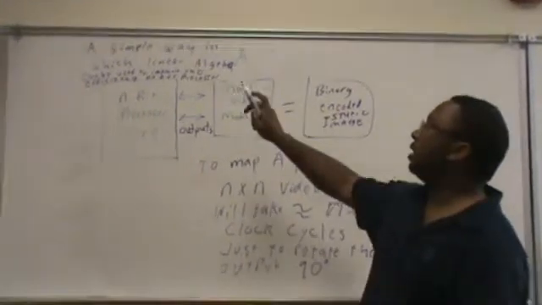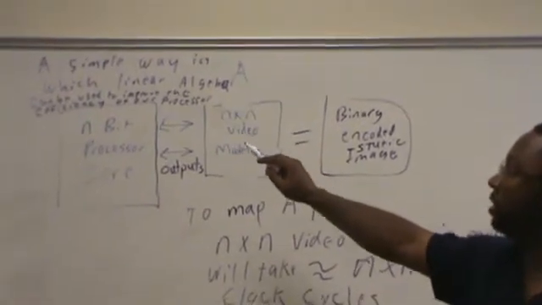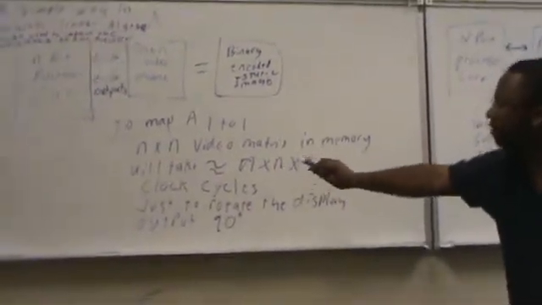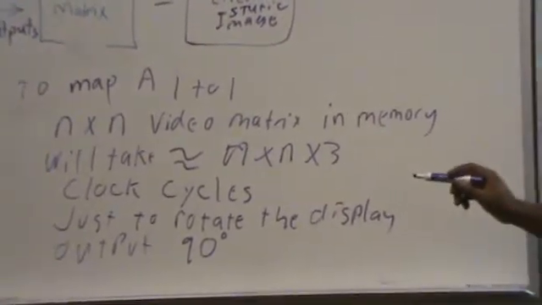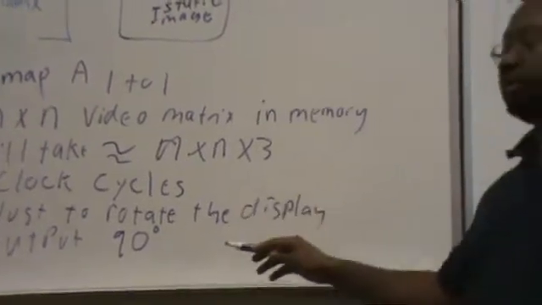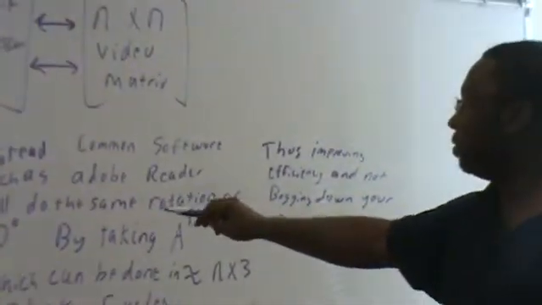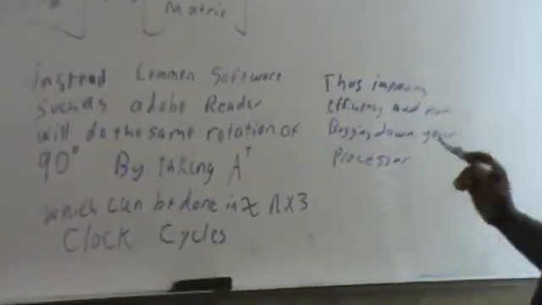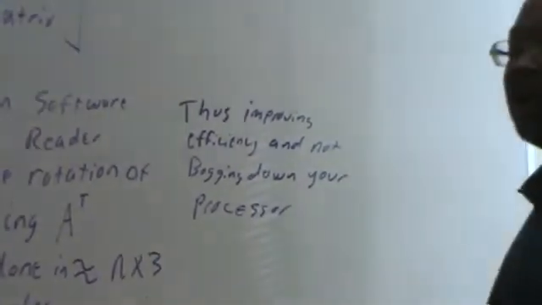Simply trying to demonstrate a simple way in which linear algebra can be used to improve the efficiency of our processor. First, to map a 1-to-1 n by n video matrix in memory will take approximately n times 3 clock cycles just to rotate the display output 90 degrees. Instead, common software such as Adobe Reader will do the same 90 degree rotation by taking the transpose matrix, which can be done in approximately n times 3 clock cycles. As a result, improving efficiency and not bogging down your processor.